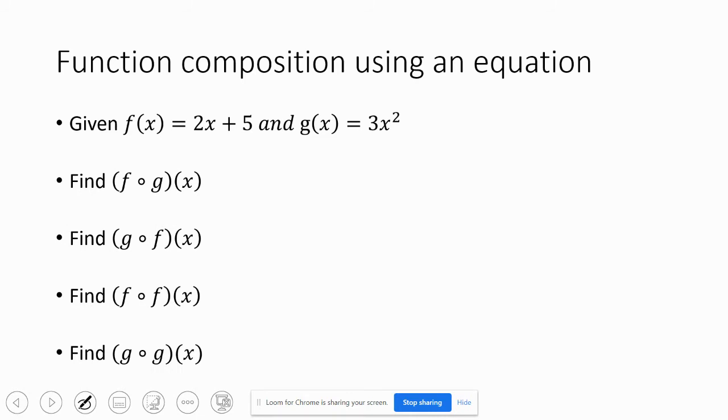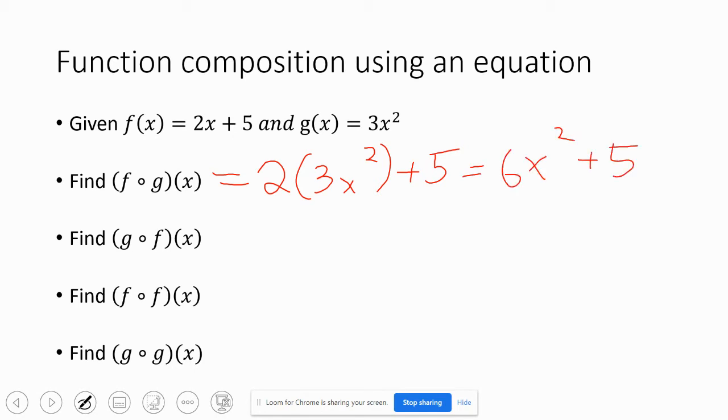Okay. Once in a while, they won't give you the value of x. And you've got to physically take the other equation and put it inside. So in this first case, you want to put g inside f. So g is 3x squared. We're putting that in for the x in f of x. And then you do 2 times 3x squared plus 5, which should be 6x squared plus 5.